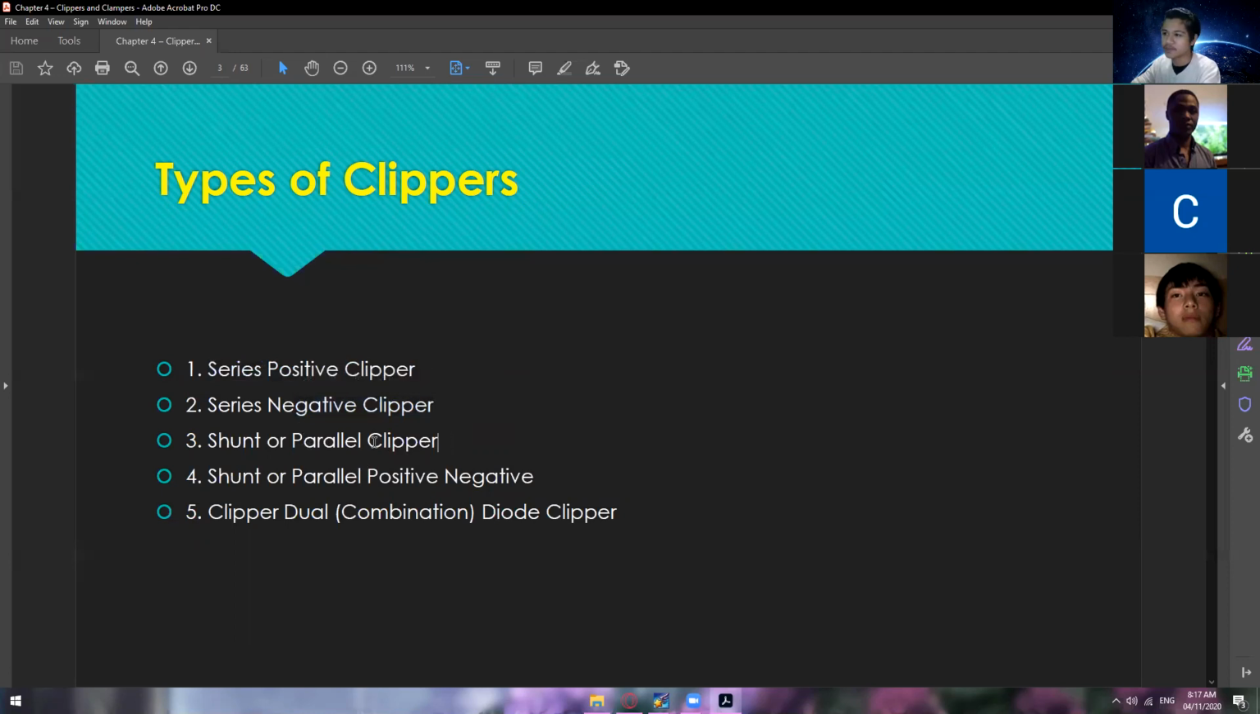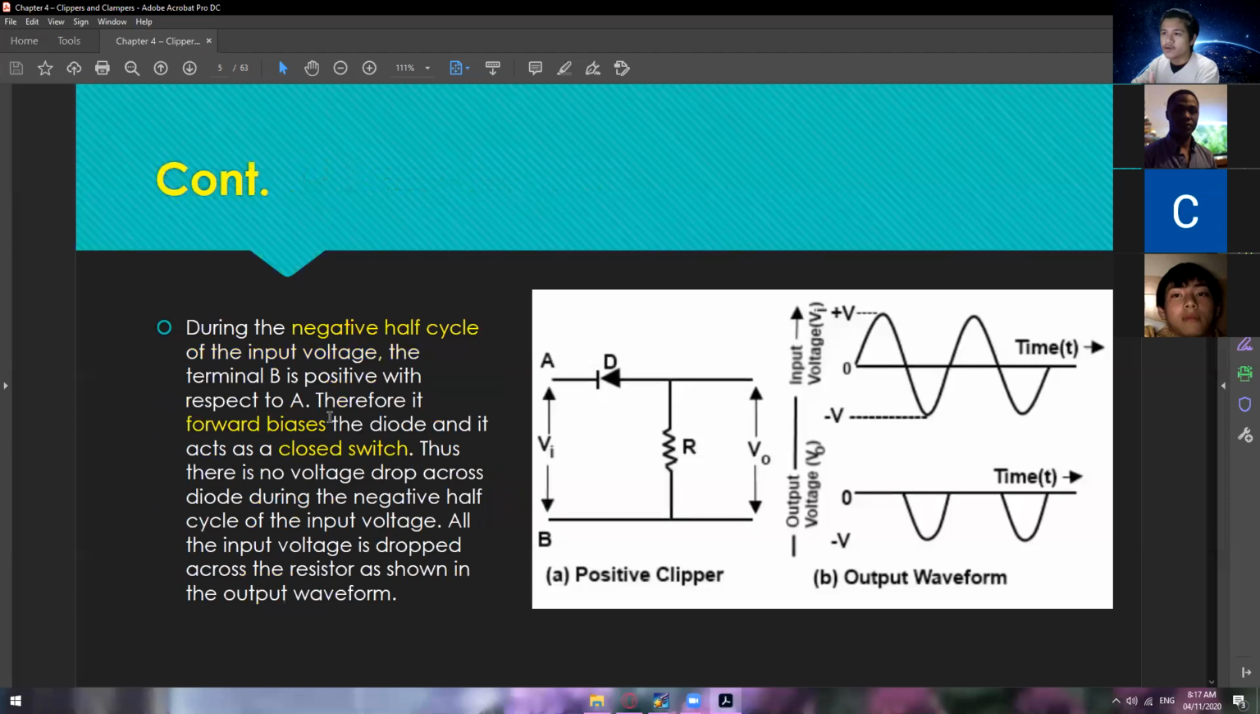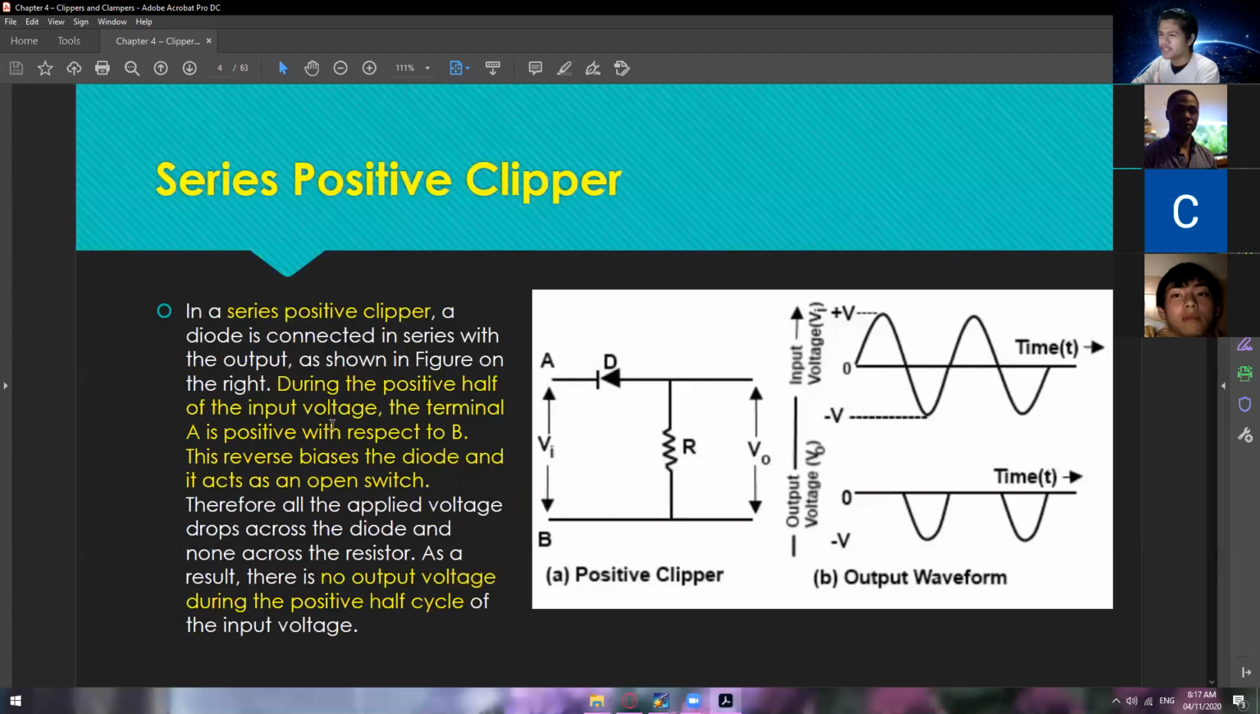And then for the shunt or parallel, it is the same concept. If it's shunt positive, or parallel positive, then it's clipping the positive side. If it's shunt negative, or parallel negative, then it's clipping the negative side. Then of course, for the last one, number 5, it clips both the positive and the negative, or it limits the positive and negative. All right, so next one. I think we have already discussed this one.